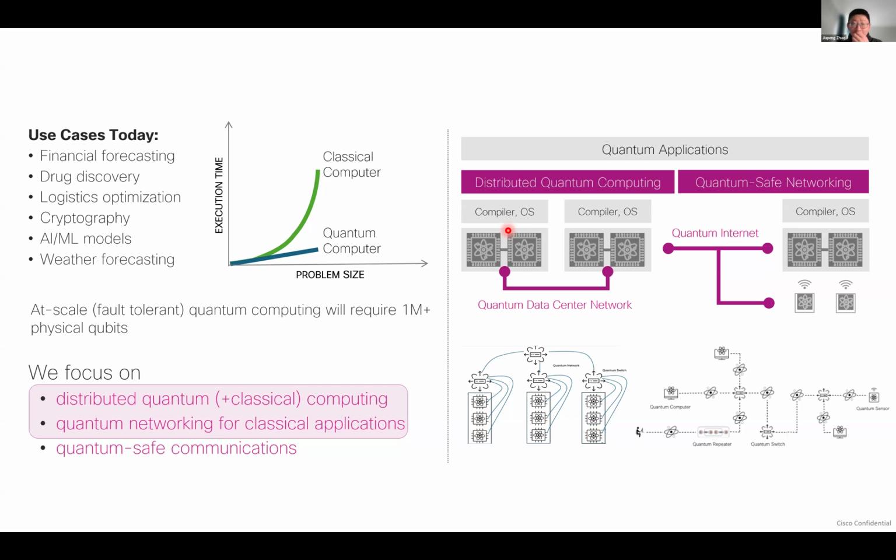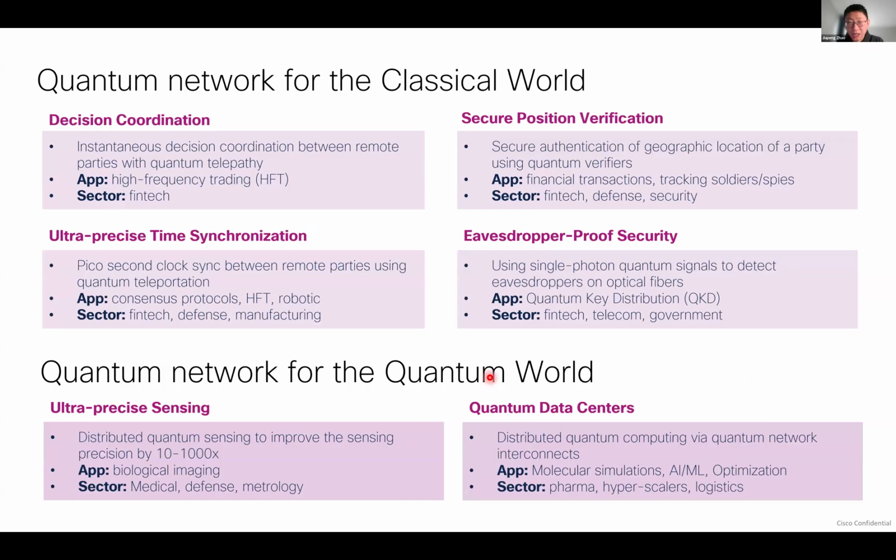So at Cisco, our main goal is to develop a quantum network for distributed quantum computing, and we call it the quantum data center. This is the first task we focus on. And second, in the meantime, we are also interested in using quantum networks for classical applications. We also have some work on quantum-safe communications like QKD and related topics, but that's not our major focus right now.